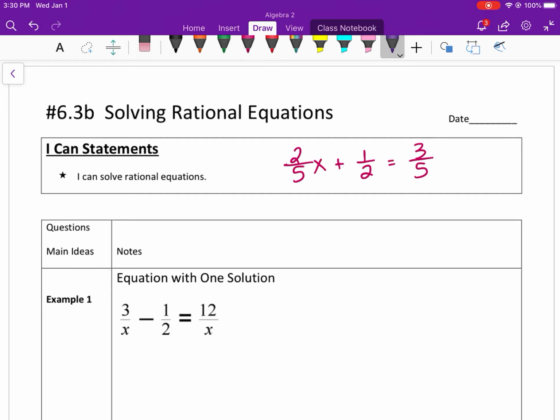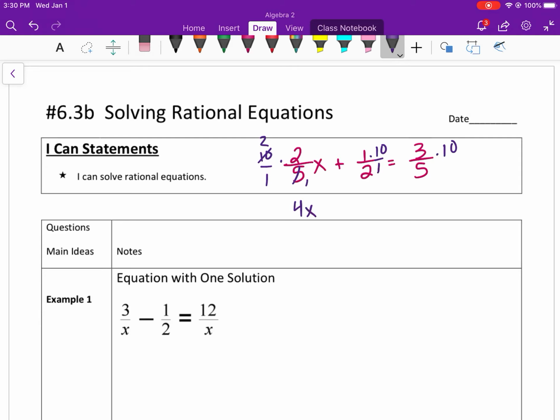what you can do is multiply everything by the lowest common denominator. So between fifths and halves, the lowest common denominator would be 10. So if you multiply everything in this equation by 10, as long as you do it to everything, it won't change the value of the equation. And then you can reduce. So 10 over 5 reduces to 2 over 1, and 2 times 2 is 4x.